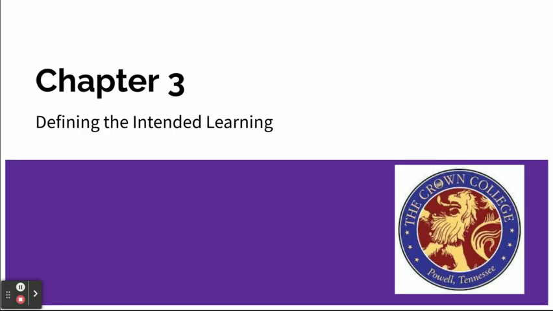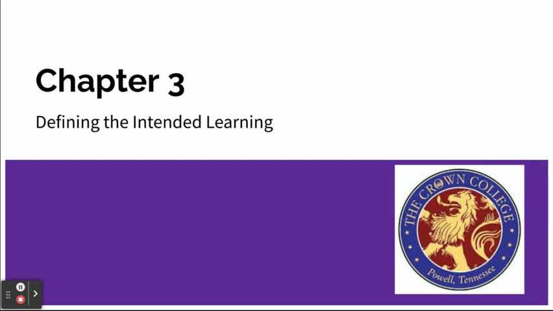As you read through chapter 3, you're going to be looking at this whole idea of defining the intended learning. Now, in a way, think of yourself as an archer. You go out, you have your bow, you have your arrow, and what are you trying to do? You're trying to hit that bullseye and that target.